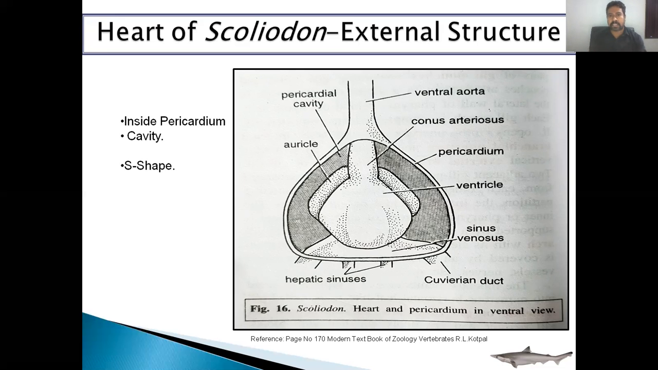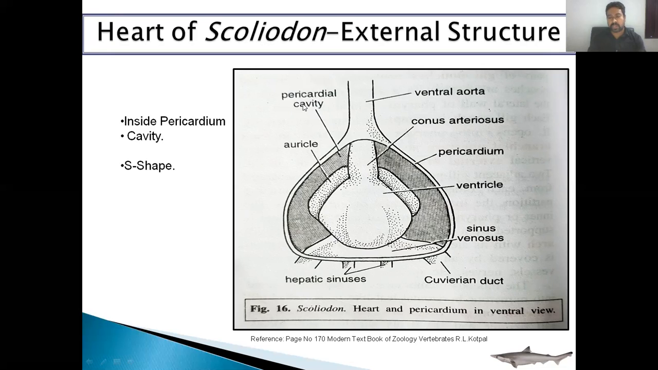We have already discussed the position of the heart. This heart is inside the pericardium. If you see here, this is the pericardium, which is the covering of the heart, and this is a double walled pericardium. And the cavity is there. The cavity is called the pericardial cavity. The heart is situated in this pericardial cavity.